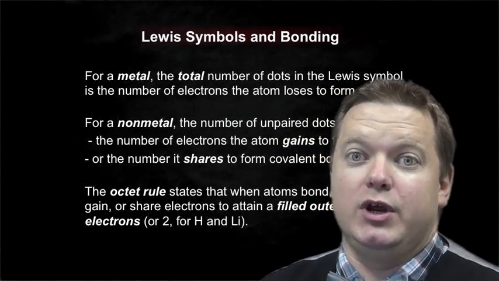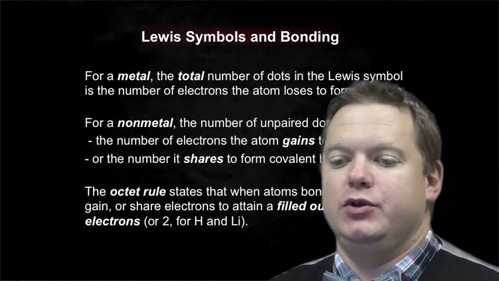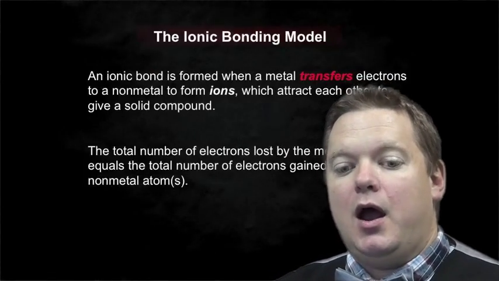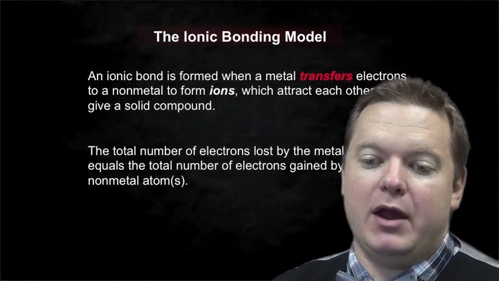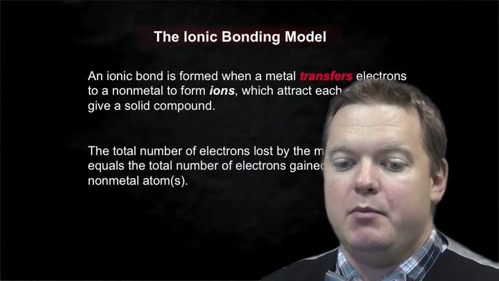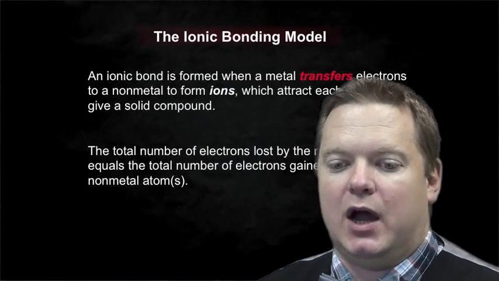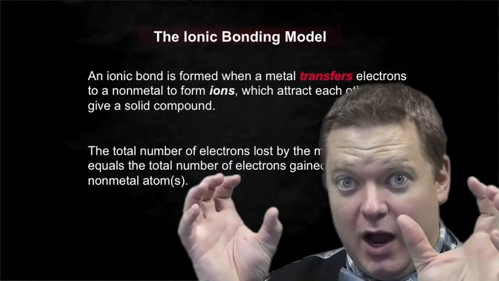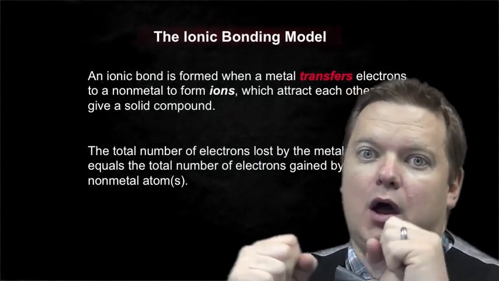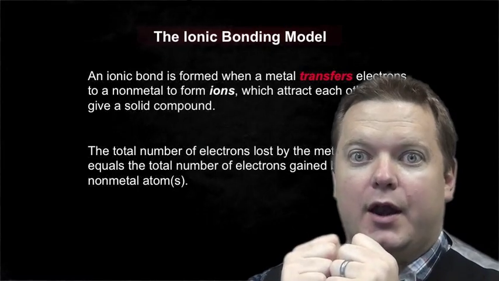And we'll see that there's 2 main ways that we do that. The first is in this ionic bond. And an ionic bond is formed when a metal actually transfers electrons to a nonmetal and forms ions. And these ions themselves are attracted to each other through Coulomb's law to form this ionic compound.